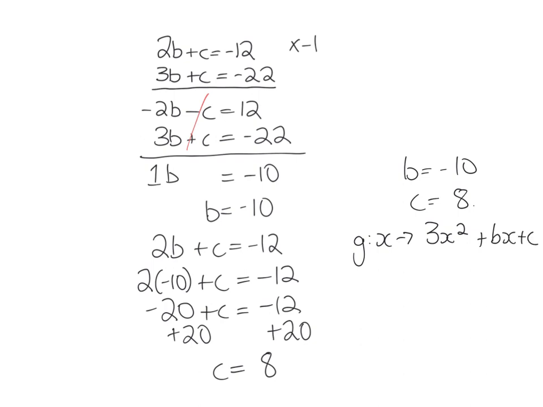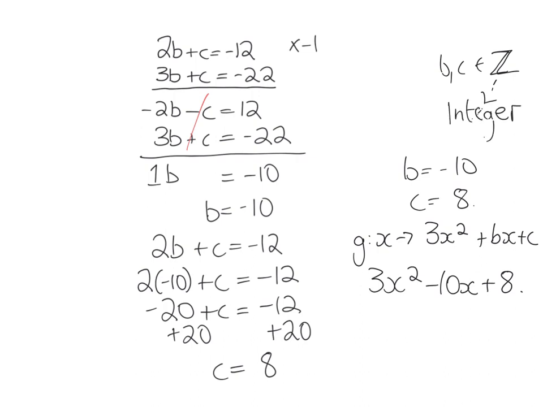They told us that g of x is 3x squared plus bx plus c. So then it actually is 3x squared minus 10x plus 8. Now, at the beginning, it told us that b and c are elements of z, and we said that z was an integer. I'm hoping that you can remember that an integer is a positive or negative whole number. And if you look here, we have b is minus 10 and c is 8, and they are both positive or negative whole numbers.